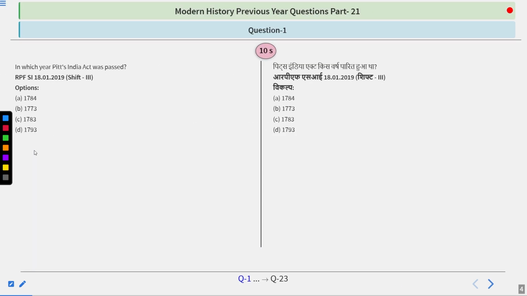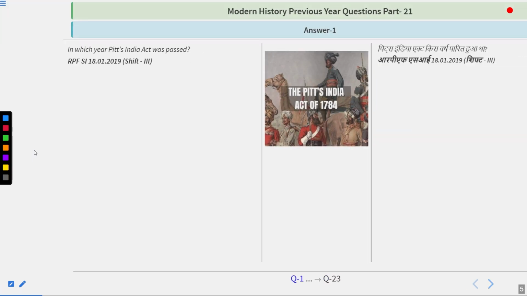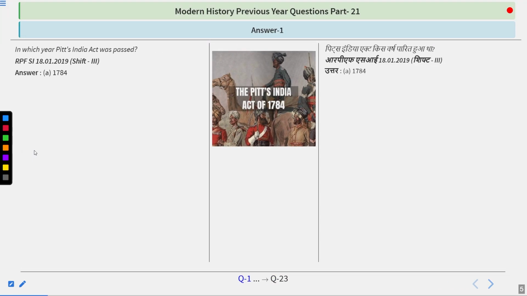First question that we have: in which year was Pitt's India Act passed? The options are 1784, 1773, 1783 or 1793. Try to think about it. If you have knowledge about the acts that were passed by the British, then you must know the answer. And I guess the answer you have figured out is correct, as the answer is A, that is 1784.